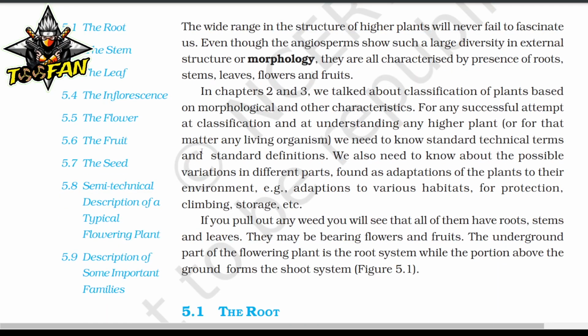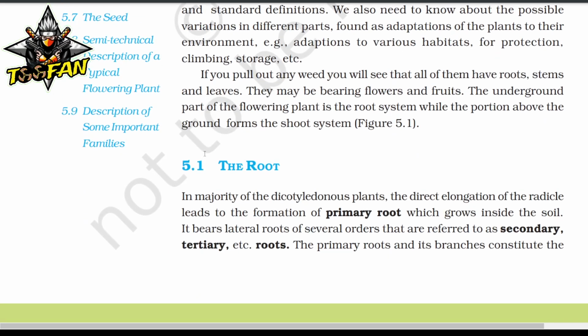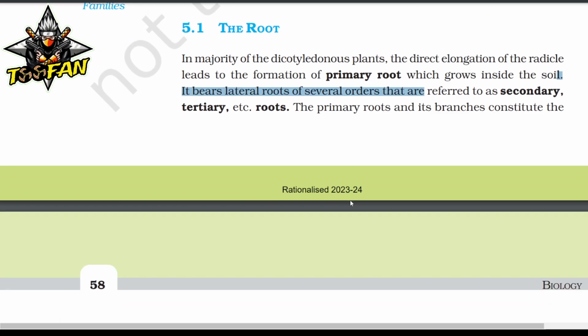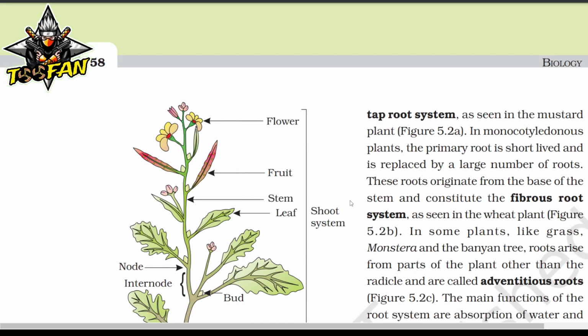If you pull out any weed, you will see that all of them have roots, stems, and leaves. They may be bearing flowers and fruits. The underground part of the flowering plant is the root system, while the portion above the ground forms the shoot system. The root. In the majority of dicotyledonous plants, the direct elongation of the radicle leads to the formation of the primary root, which grows inside the soil. It bears lateral roots of several orders that are referred to as secondary, tertiary, etc. roots. The primary root and its branches constitute the taproot system, as seen in the mustard plant.